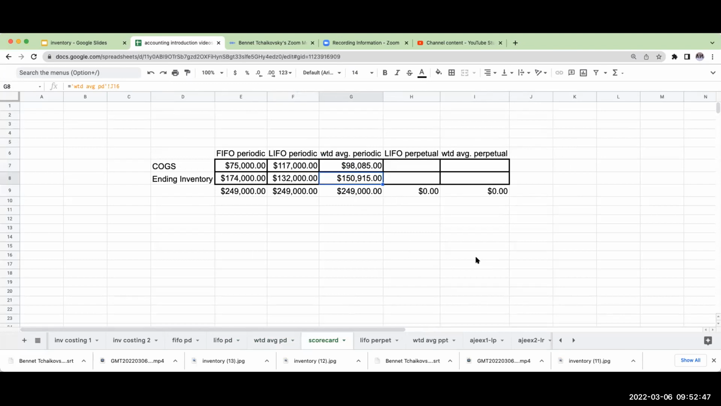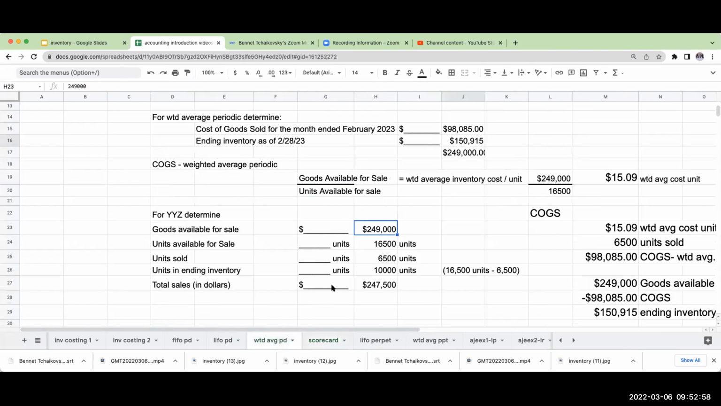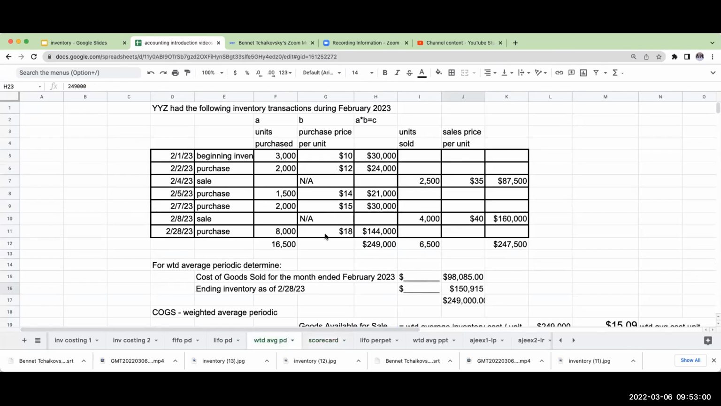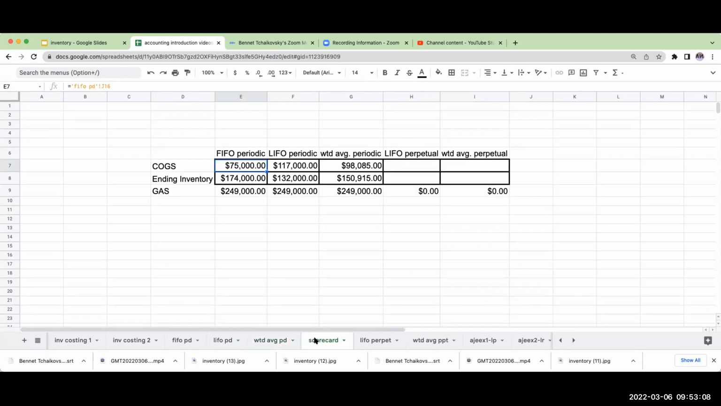Notice here, our total amount that we've assigned has to equal goods available for sale, right? Why are these different dollar amounts? Because prices are rising in our example. Depending on whether prices are going up or down, that is going to give a different amount that we assign to cost of goods sold or to ending inventory.